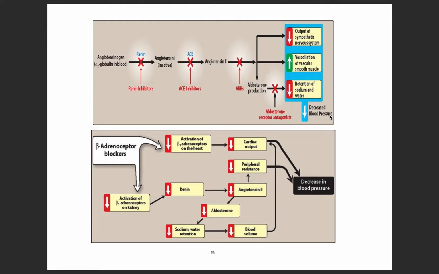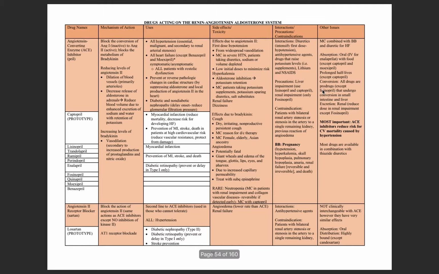Now you can see here where each class of drugs is going to have the effect. I want you to remember that the earlier on that they affect, the more side effects they have downstream. Renin inhibitors are going to have the most, followed by ACE, then ARB. And we'll talk about these one at a time, but this picture is super crucial.